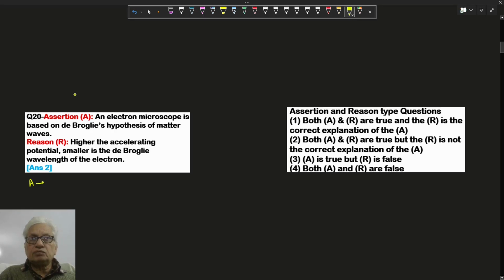Assertion: the electron microscope is based on the de Broglie hypothesis. Correct. Reason: the higher the accelerating voltage, the smaller is the wavelength. Correct. But it is not explaining why the electron microscope is used, based on the de Broglie hypothesis. Why is it using the electron? Not explaining. Option 2 is correct.